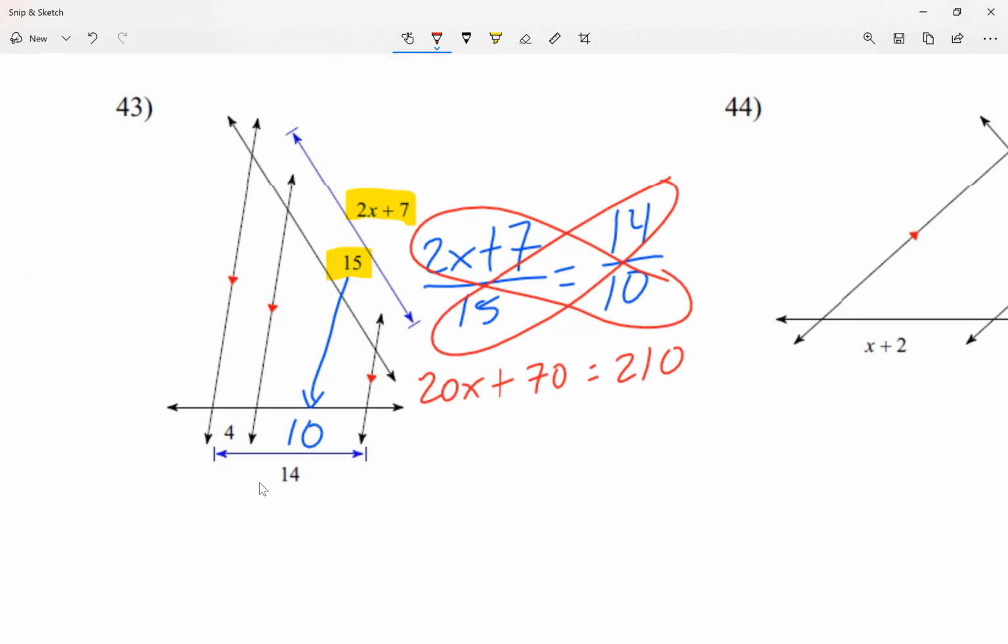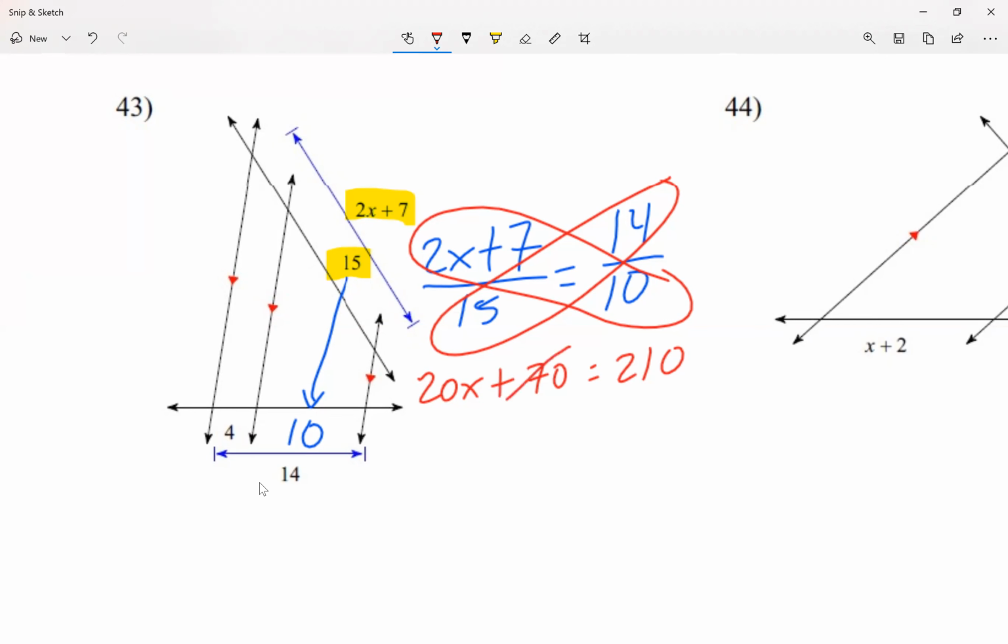Now you guys might be thinking, oh man, numbers are big. Could we have done something to make the numbers smaller? Yeah, you see the fraction 14 over 10? We could have simplified, divide each by 2, so 7 over 5. It makes the numbers smaller. Okay, but we didn't, so we just have 20x plus 70 equals 210.